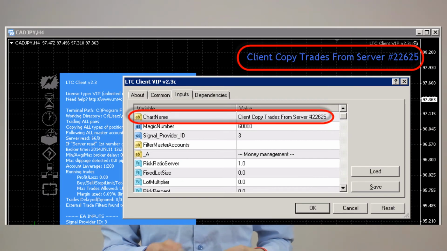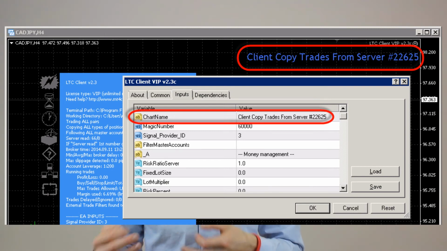Number 3, give a name to your chart windows. One more option has been added, which is called Chart Name, and this one was added to all the LTC licenses. This option allows you to name the chart window the EA is attached to. This is only for your own reference, so it would be easier for you to identify accounts when switching between MetaTrader windows. I hope you'll find these improvements useful.